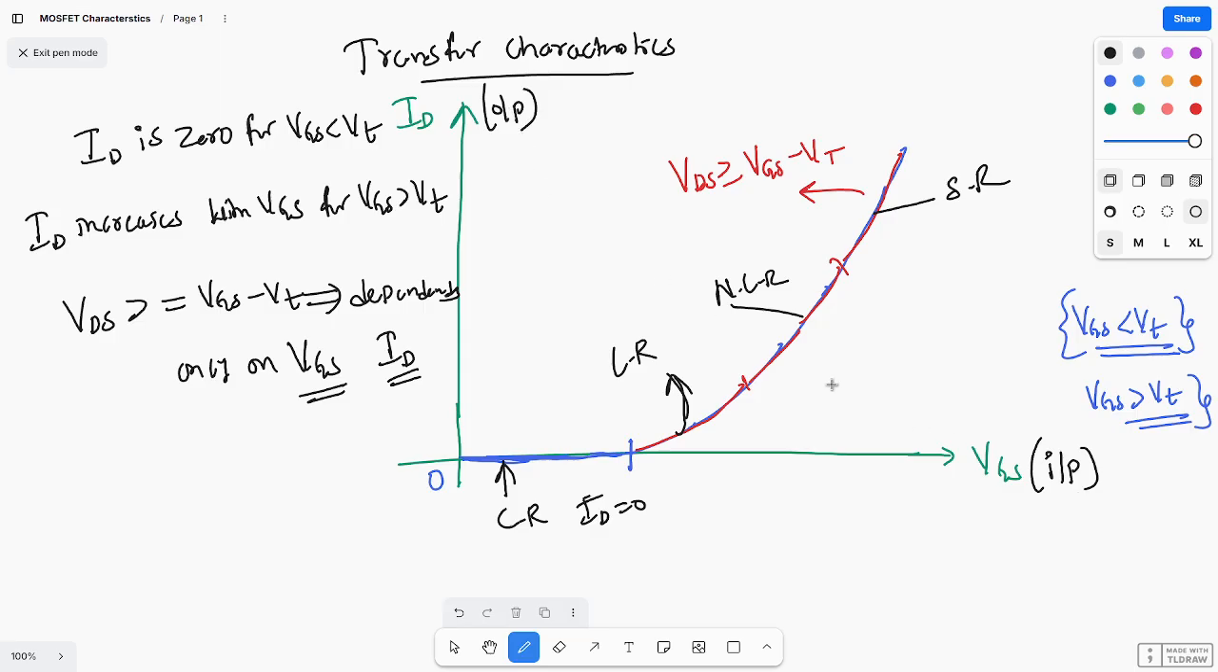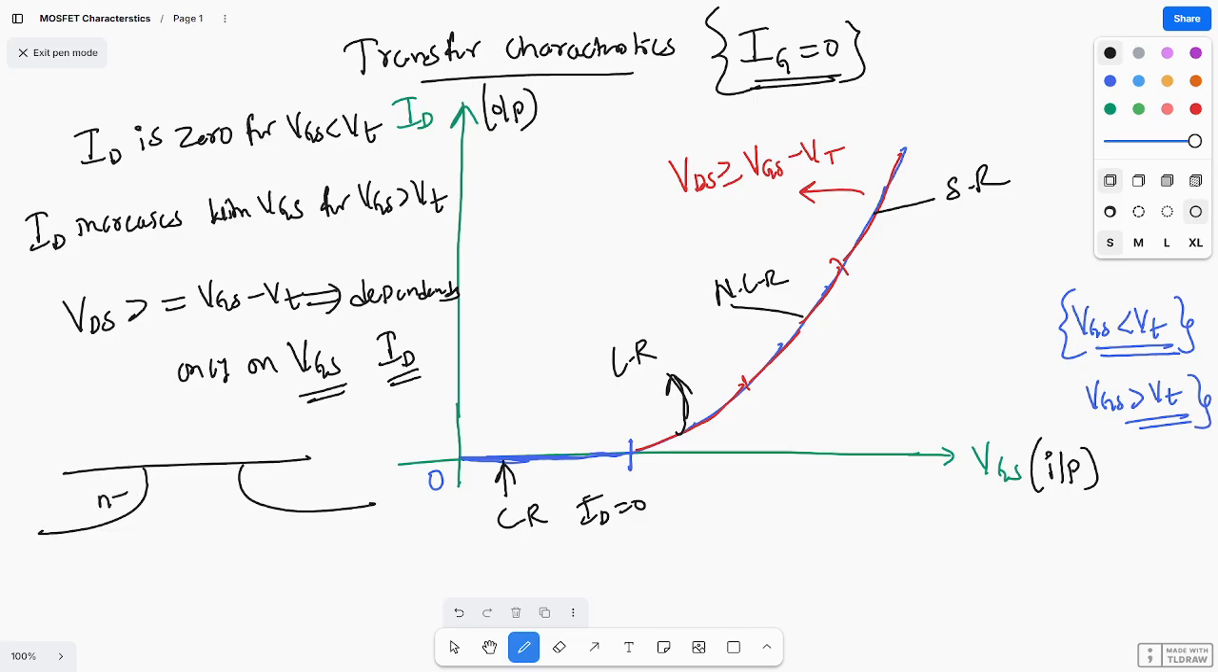Input voltage versus output current is nothing but the transfer characteristic. So why are we not getting input characteristics? Because IG equals 0. Gate current is 0. Why? Because we are connecting this MOSFET. This is my MOSFET, and this is N plus, and this is N plus, and this is P substrate.